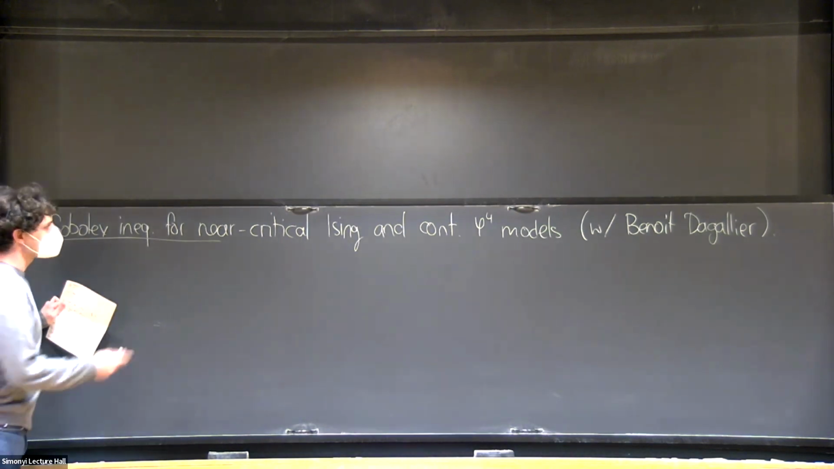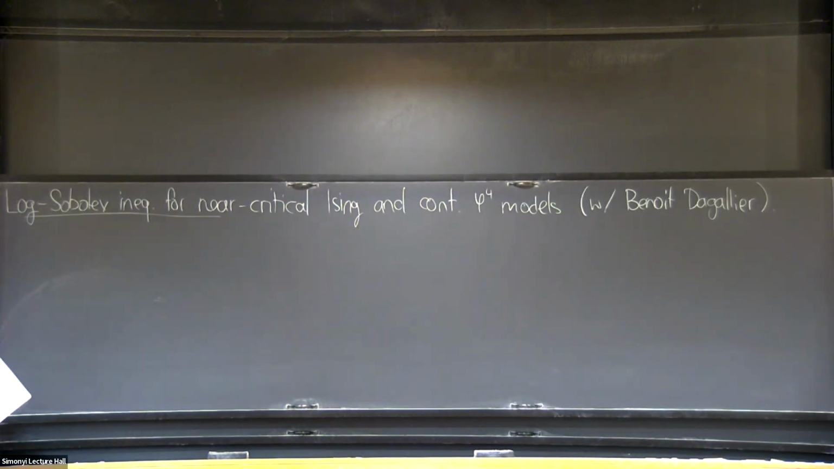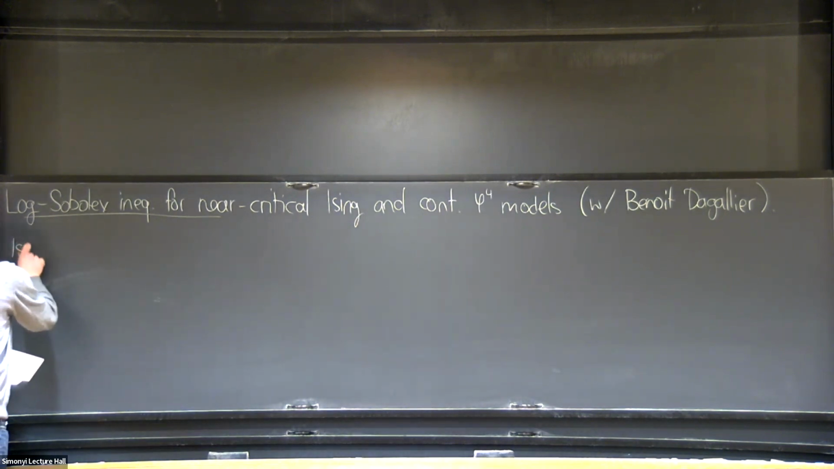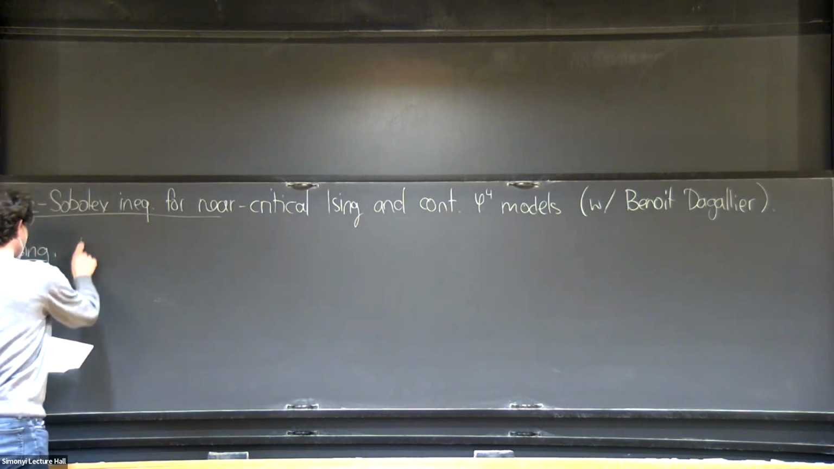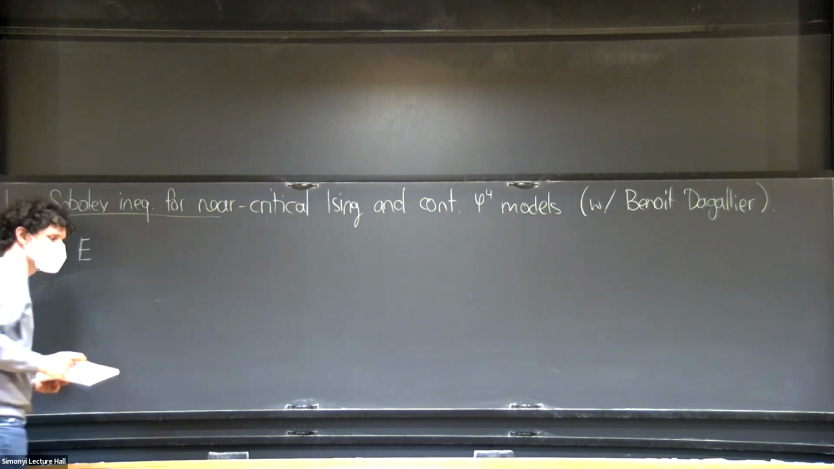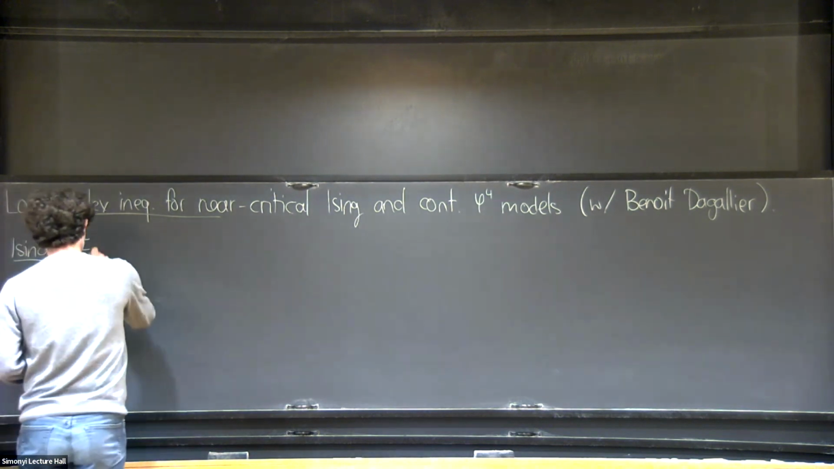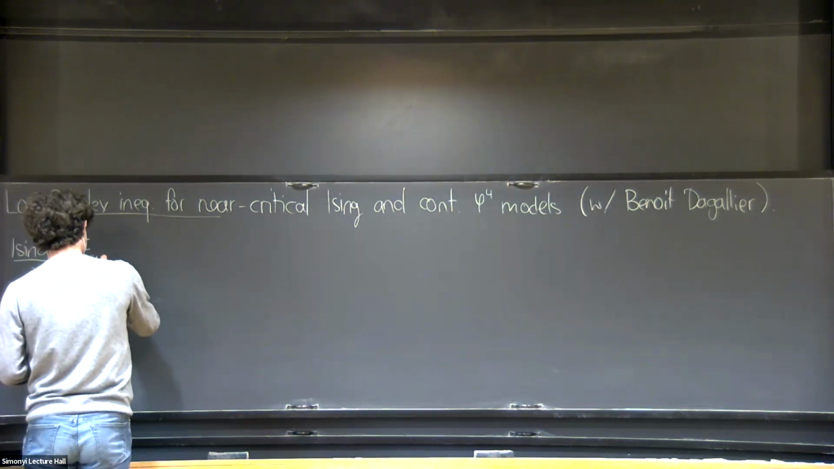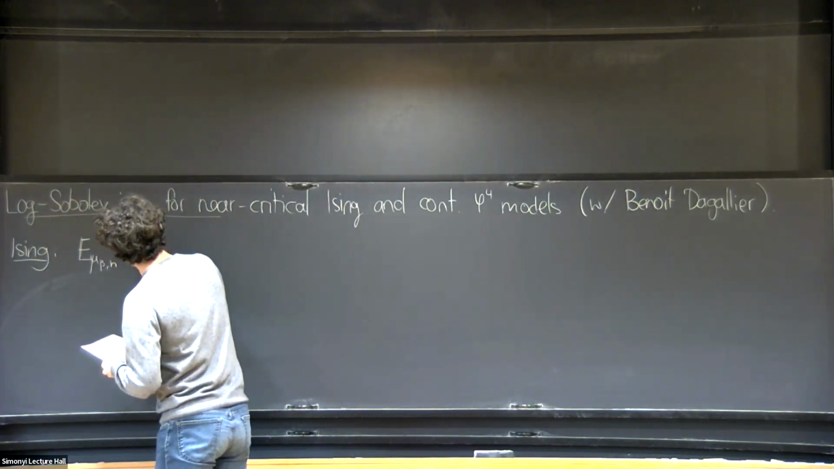So there are two models in the title, and I'll discuss both of these a little bit, but let me start with the Ising case where the statement is a little bit simpler. So we look at an Ising model, and the case we're interested in is d dimensions, and what we obtain is quite general, but let me first start with the definition.